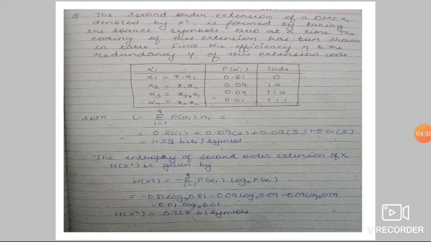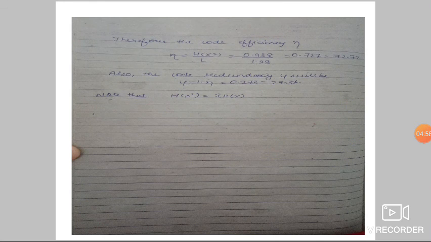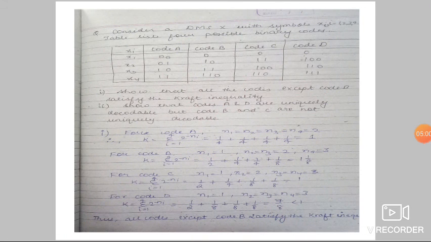Now we move to the third question. Consider a DMS X with the symbols x1, x2, x3, x4. The table is given below. There are 4 codes: code A, code B, code C, and code D. Their codes are given in the table. 00, 01, 10, 11 for code A for x1, x2, x3, x4 respectively.